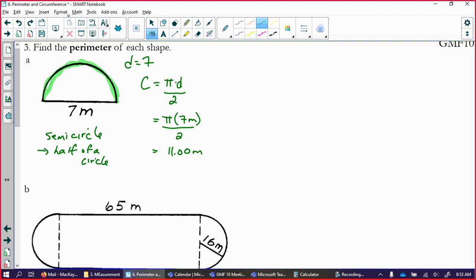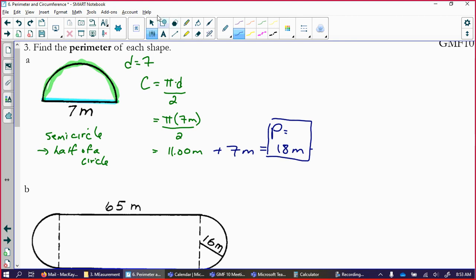But is that the perimeter of that whole shape? Nope, because what have we forgot or not done? We haven't added that part. Well, in this case, I need to just add 7 meters, and that one would have a perimeter of 18 meters. Sneaky, sneaky stuff.